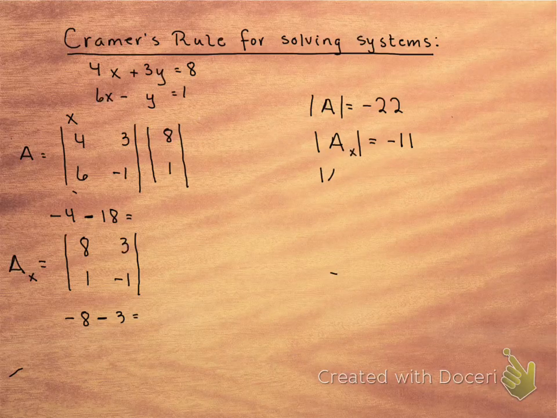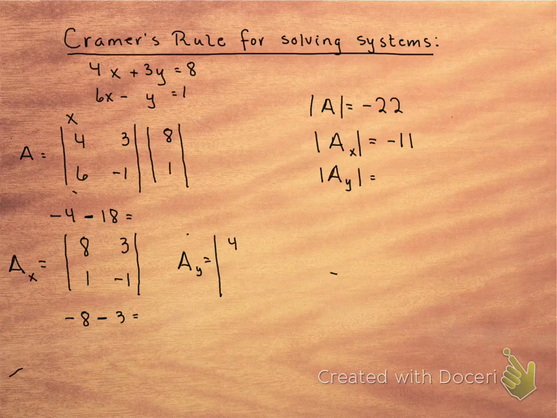Okay, then we will do the exact same thing with the Y determinant. We will keep the X column the same as the original, but this time we're replacing the Y column with the solutions. Okay, so 4 times 1 is 4 minus 6 times 8 is 48. Which gives us that the determinant for the Y matrix is -44.